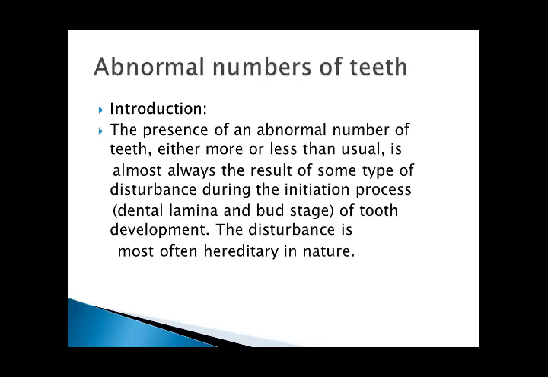Now it starts with abnormalities. Number one is abnormal number of teeth. The presence of an abnormal number of teeth, either more or less than usual, is almost always the result of some type of disturbance during the initiation process, the dental lamina and bud stage. This disturbance is most often hereditary in nature.